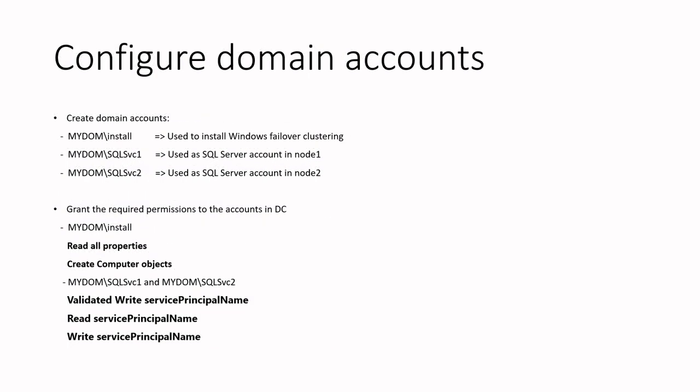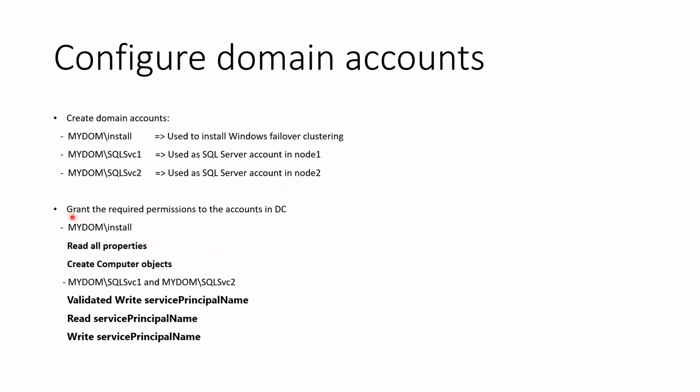First of all, we configure domain accounts. We start by creating 3 accounts in our domain. The first one is install, the second ones are SQL Service 1 and SQL Service 2. The install service account is used to install Windows Failover Clustering. The remaining 2 accounts are used as logon accounts for SQL services.